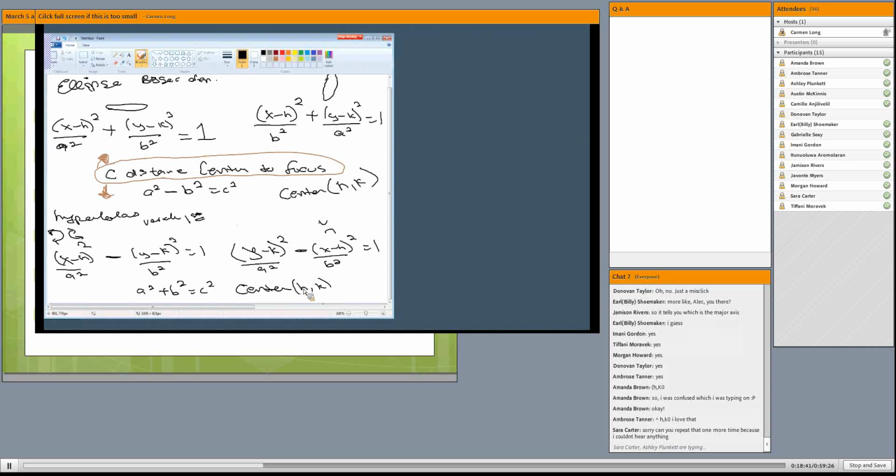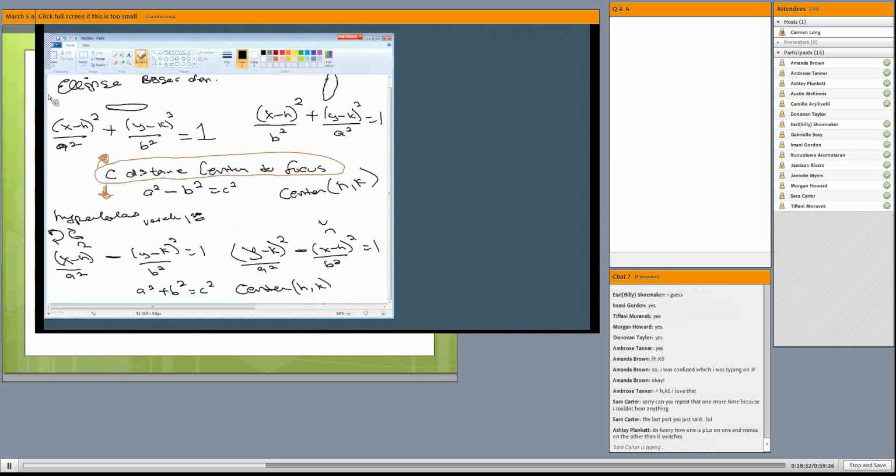Yep, absolutely. About the center, what did I say? I don't even know what I said, Sarah. The C. C is the distance from the center to the focus, no matter if you're dealing with ellipses or hyperbolas. C is always the distance from the center to the focus.